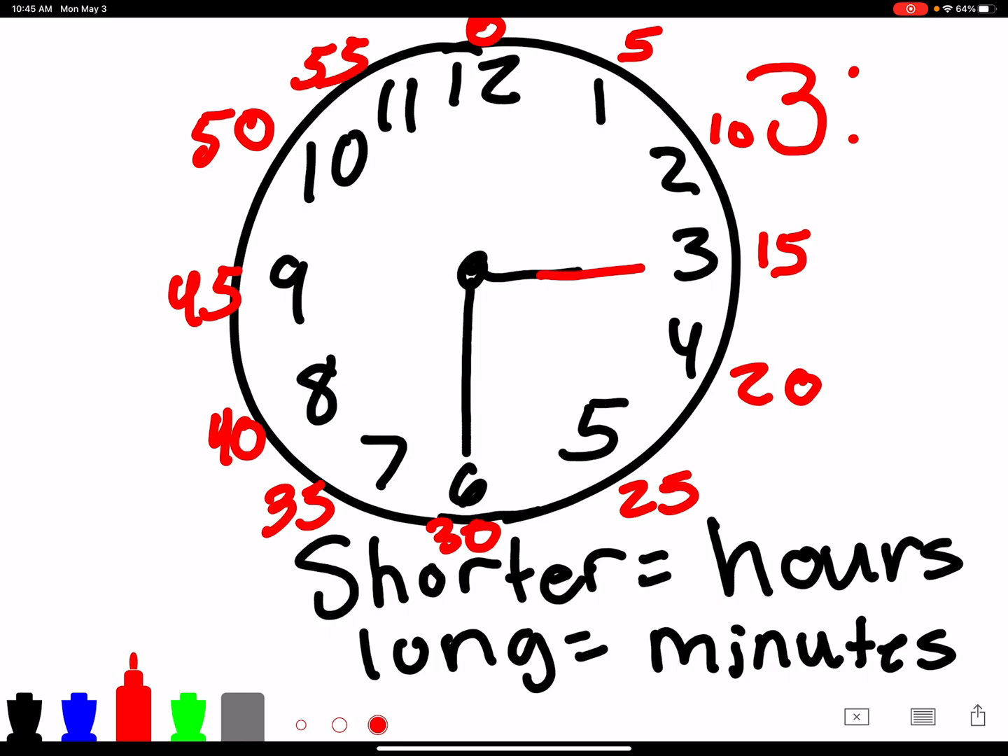But for our example, our short hand's pointed to 3, and we count by 5s. We have 0, 5, 10, 15, 20, 25, 30. We counted by 5s to 30 until we hit number 6. So for our example, it is 3:30.